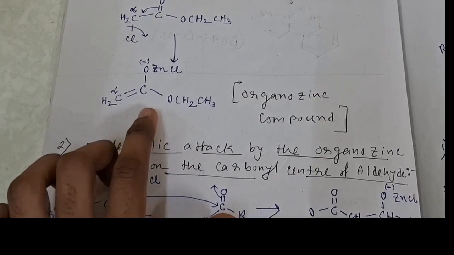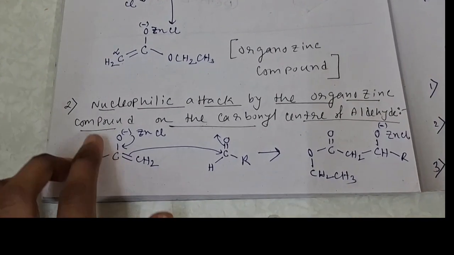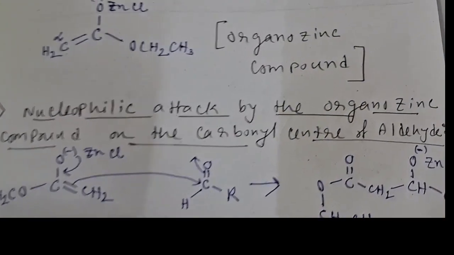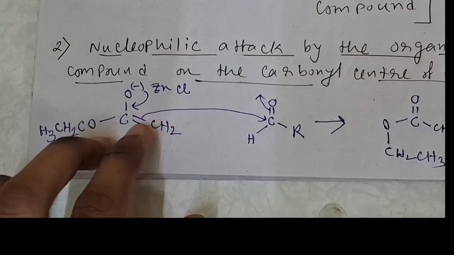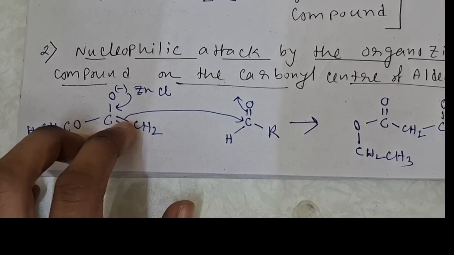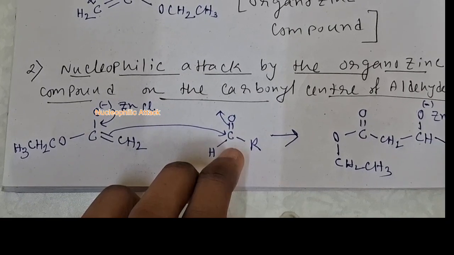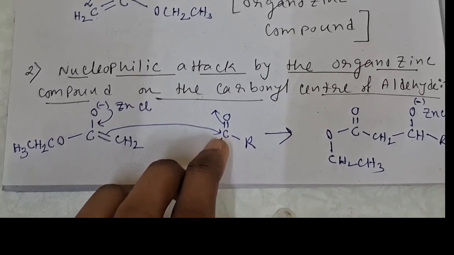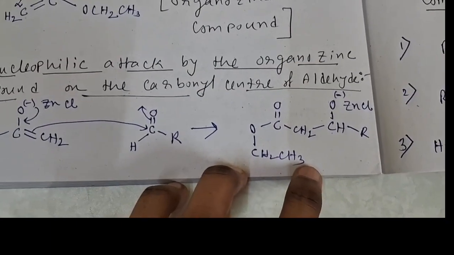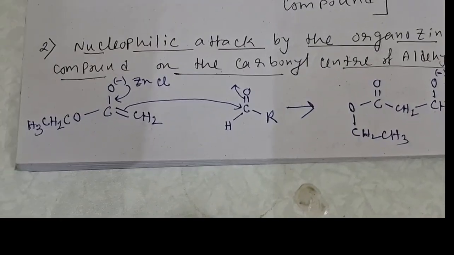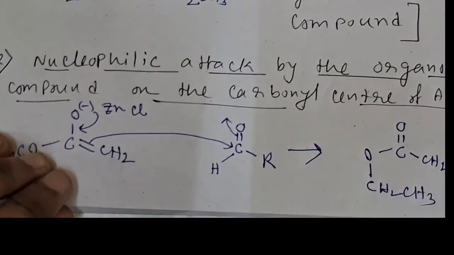Now this organo-zinc compound undergoes nucleophilic attack on the other carbonyl group. Here I have written this nucleophilic attack by the organo-zinc compound on the carbonyl center of aldehyde. Here the new bond is added on the carbonyl group, and the carbon-oxygen double bond breaks, and here an adduct is obtained. Now it takes place via the formation of a 6-member stable transition state, which is shown here, right?